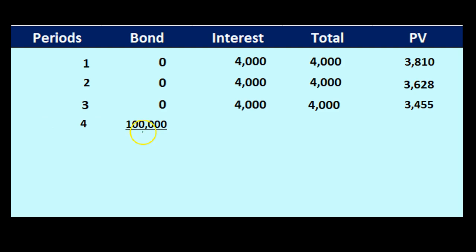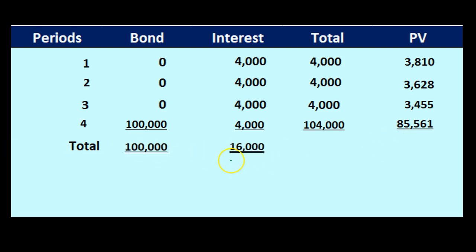And then period 4, now we're going to pay back the bond because that's the end of 2 years. $100,000 is going to be paid back, plus we're paying that $4,000 of interest that we pay every 6 months. So total then $104,000. If we present value this whole $104,000, which is 4 time periods out, or 2 years, it's only worth $85,561. So if we sum this up, then the cash flow is $100,000 that we're going to pay back at the end of the bond, $16,000 that we're going to pay in interest, a total of $116,000, which could be calculated here or here to get that 116.